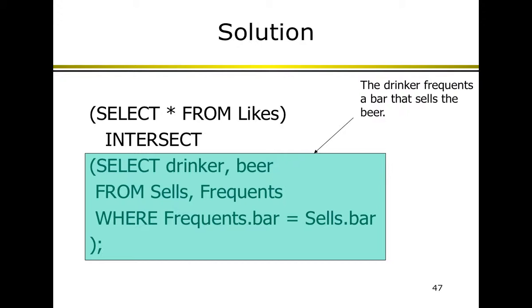Intersect is different from union because you're just finding where they're similar in both. If you want to take them all together, use union; find out where they're similar, use intersect; or find out where they're not similar, use except.